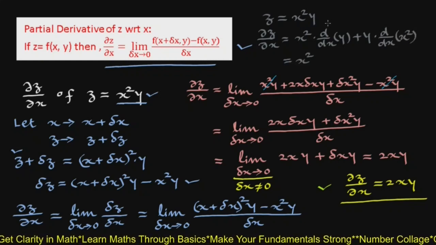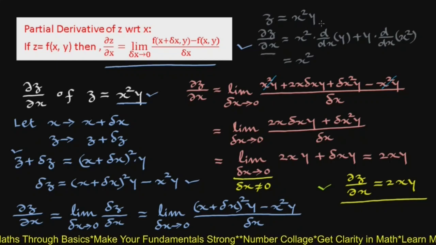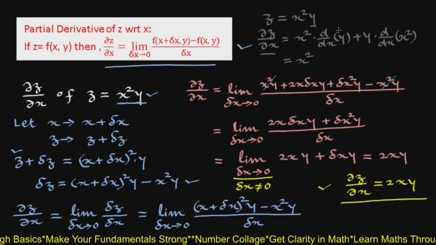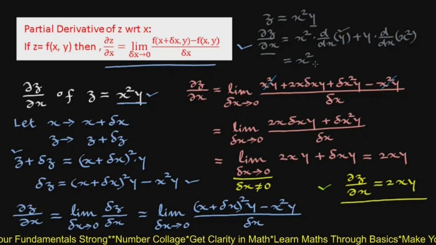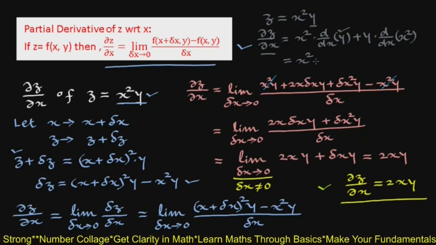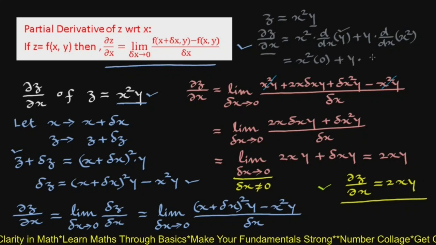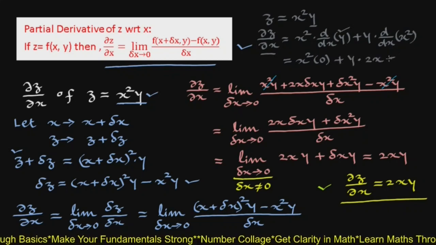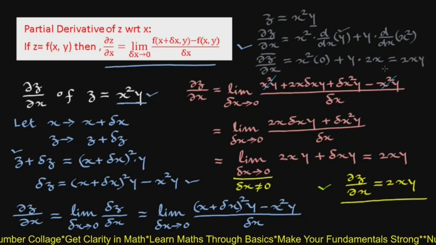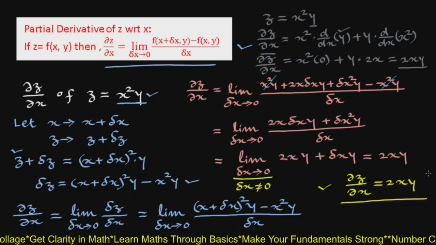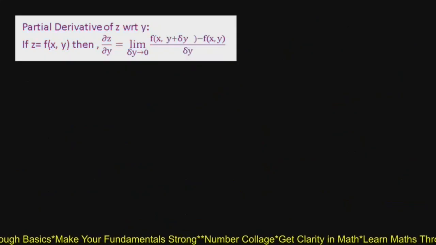When we are partially finding the derivative of x² y with respect to x, we are treating this y to be a constant, and the derivative of a constant is 0. So therefore d/dx of y will be 0, plus y into the derivative of x², which is 2x, which is 2xy. So ∂z/∂x is 2xy, which we have obtained here by the definition of partial derivatives.